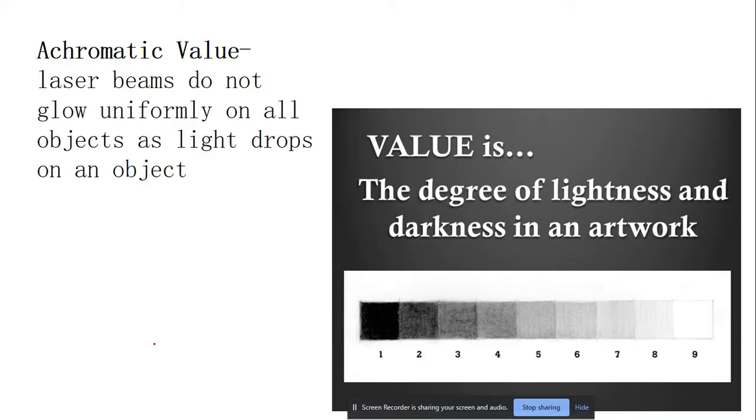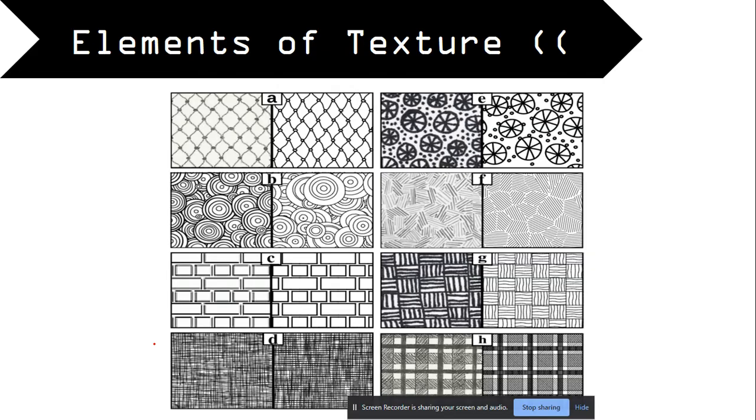Okay, so we have the achromatic value. Laser beams do not glow uniformly on all objects as light drops on an object. Okay, we have this chromatic. This one, we have the elements of texture.